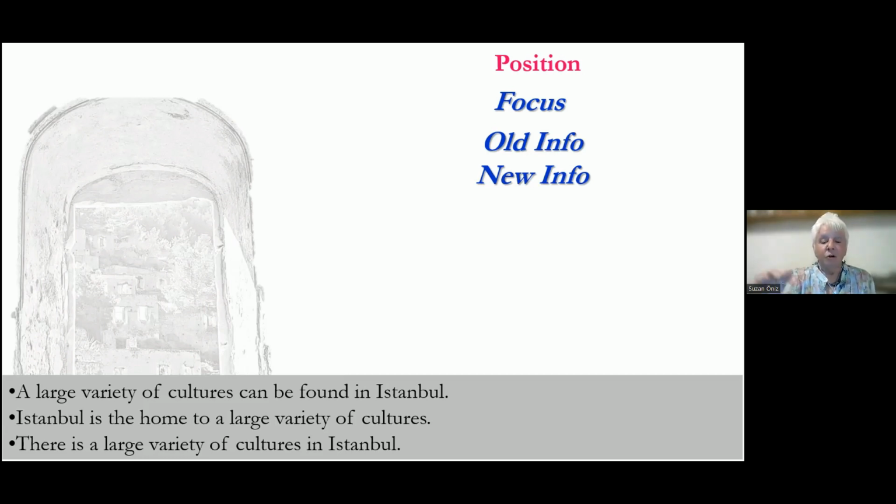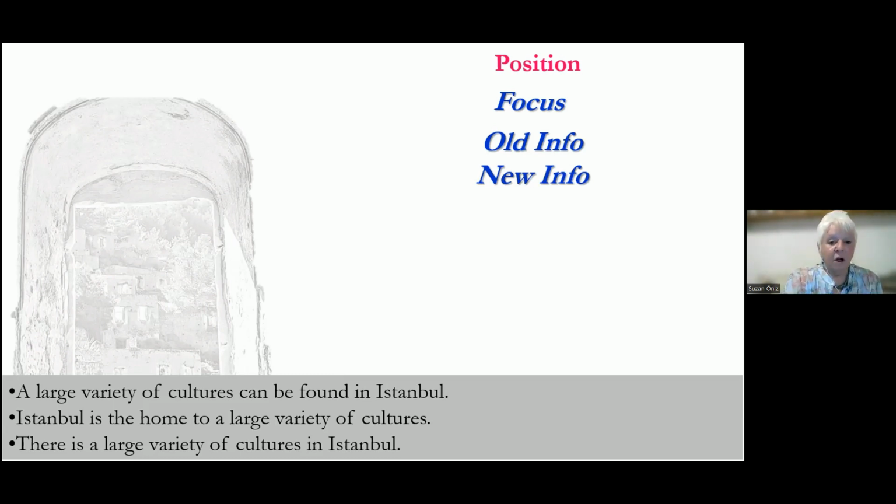So old, new information. Old information comes at the beginning. New information comes in the middle or at the end. So in order for the focus of a sentence to be proper, it has to be old information, meaning in the prior sentence, it has to be introduced first, and then you can start talking about it.